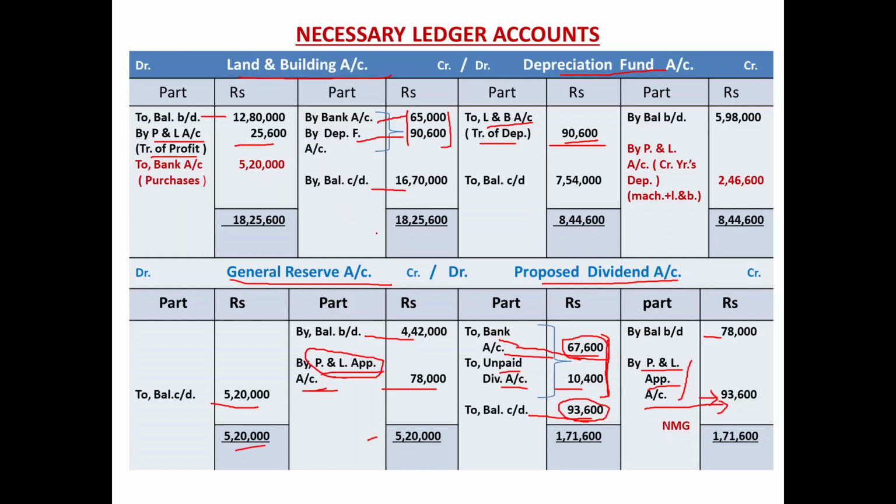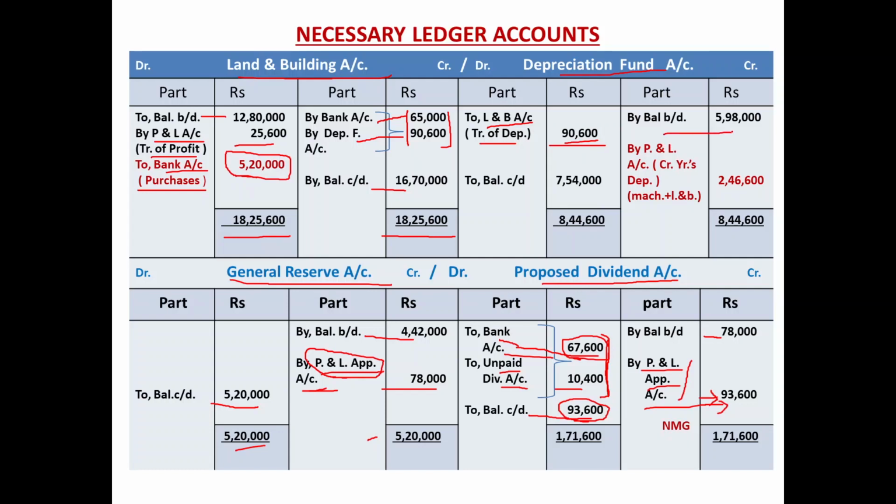Land and building first. Credit side looks bigger, 18,25,600. Put it on the debit side, 18,25,600. That gives the balancing figure on the debit side, which must be the purchases made in the current year, and the journal entry we already saw in the working note. Land and building account debited to bank account credited. Account is over. Depreciation fund account.